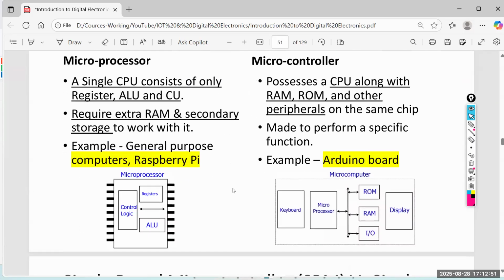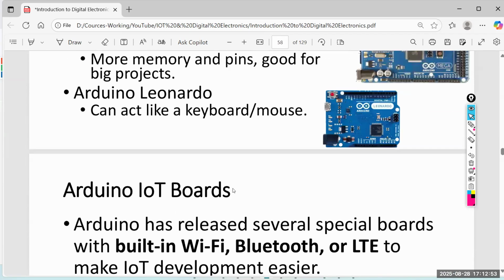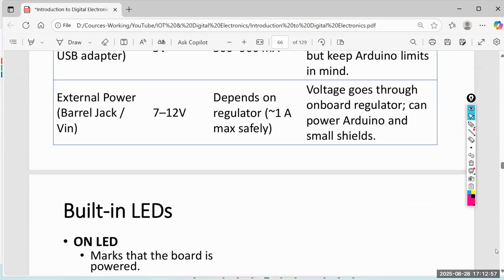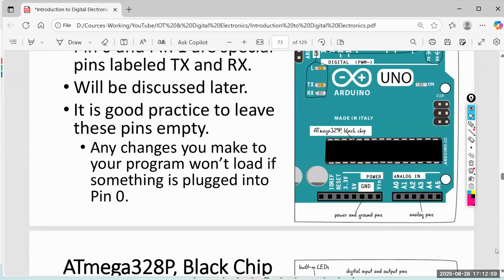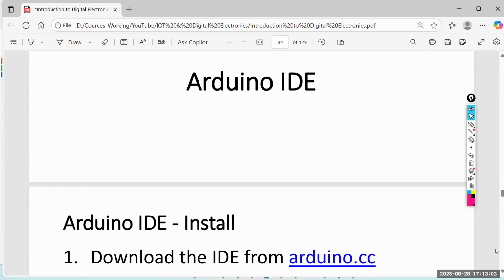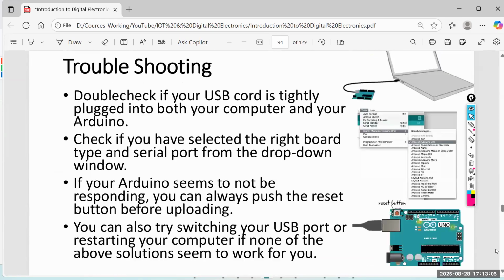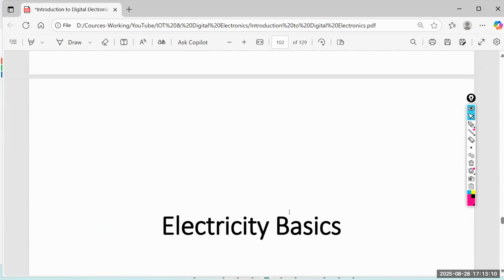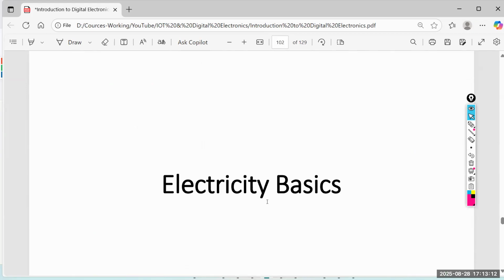Right. Now I'm going to do a little bit of a revision on electricity because we are working with electricity, right? Then I'll get back to this. Right, electricity basics. Of course, you should know these things, but just a tiny 5 minutes revision to give you the confidence if you have forgotten very basics.